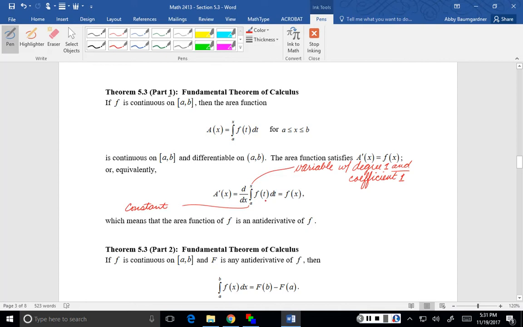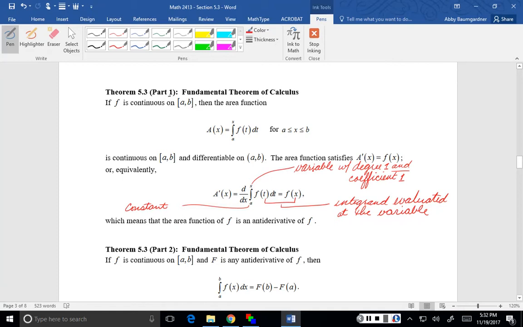And then, if those two things happen, then yes, the answer is the integrand evaluated at the variable in the upper bound, right? So if the lower bound is a constant, and the upper bound is a variable with a degree 1 and coefficient 1, then your answer is the integrand evaluated at this variable.